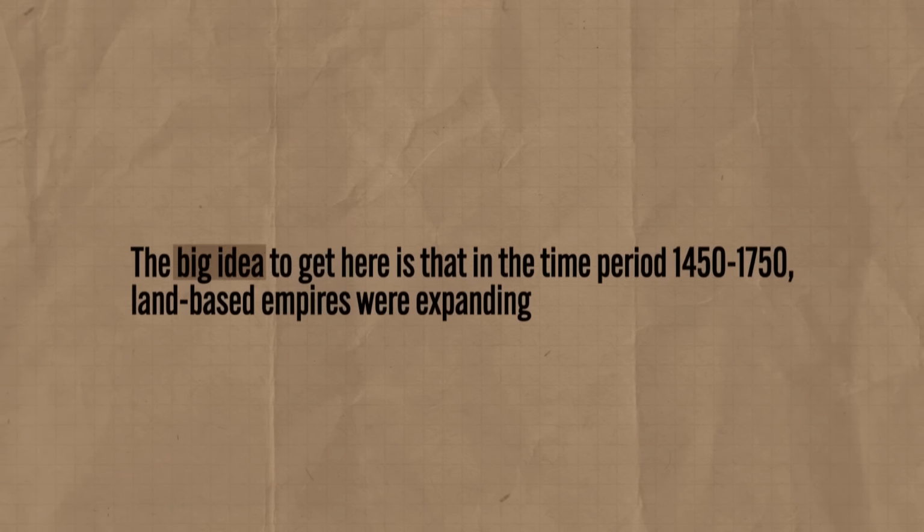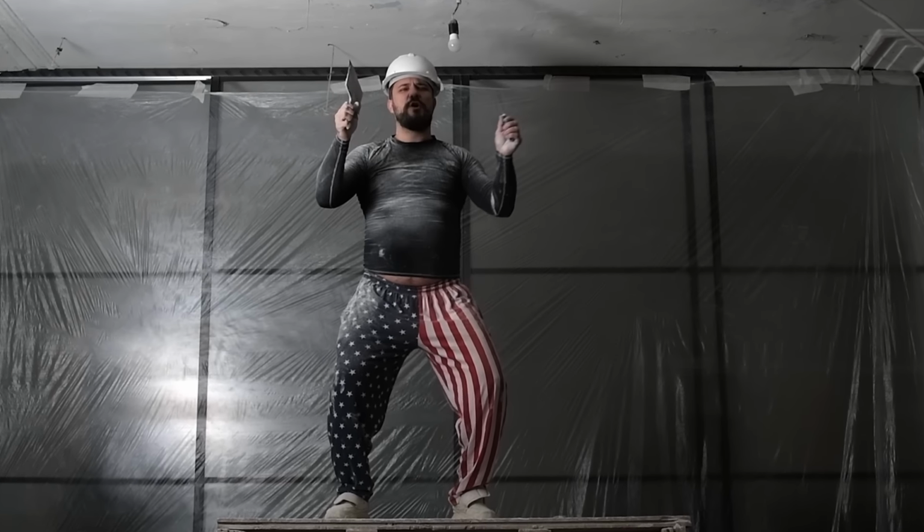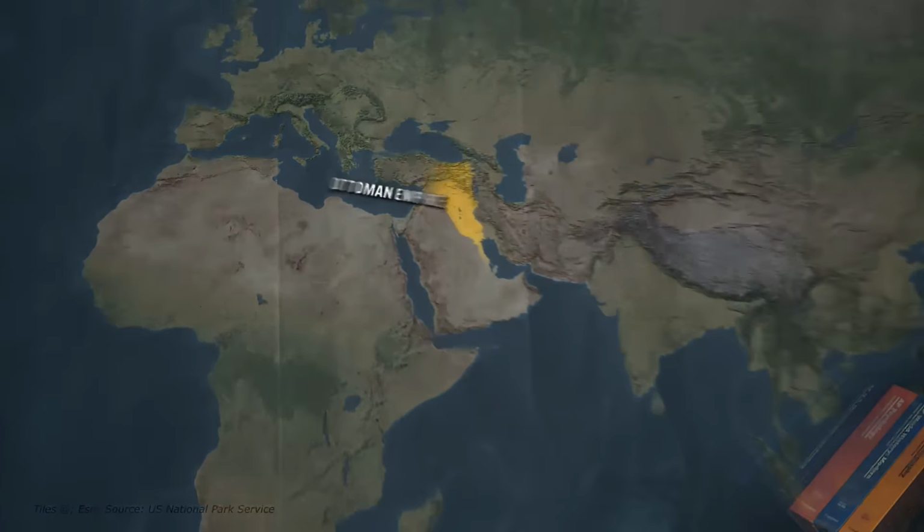And the big idea to get here is that in the time period 1450 to 1750, land-based empires were expanding, getting bigger, getting tight in their sweatpants after a big meal, you get it. And in order to compare how this expansion occurred, I need to introduce you to 4 of them, and these are the 4 you have to know. First is the Ottoman Empire.